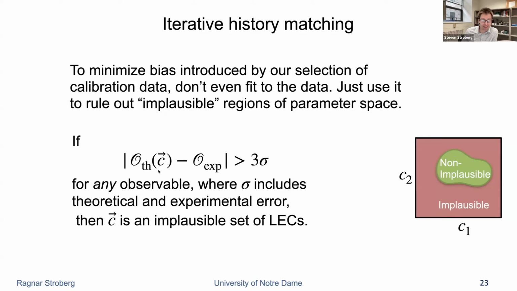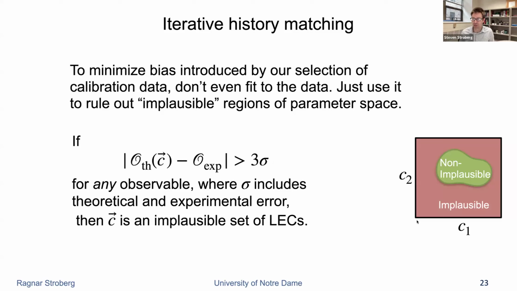What that means is that if some observable that we calculate with some point in parameter space is different from the experimental value by more than 3 sigma for any observable, then we call this point implausible. Here the sigma needs to include theory and experimental error. If it's greater than 3 sigma, we call that just an implausible point. Don't even worry about that. That's not something that we need to consider.